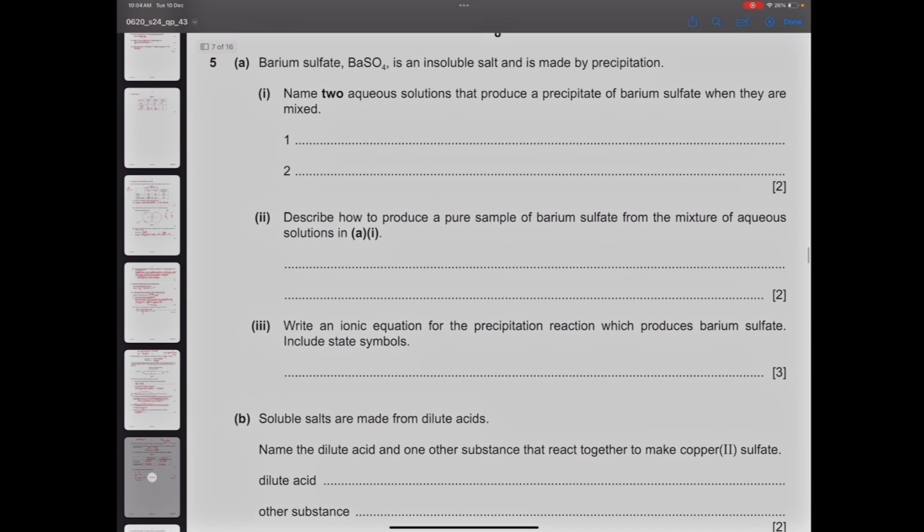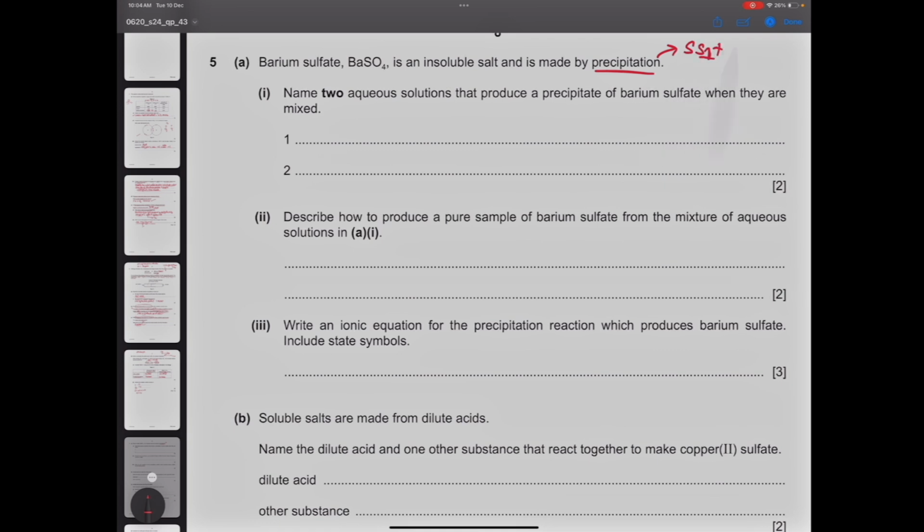Question number 5. Barium sulfate is an insoluble salt and it is made by precipitation. Now, for precipitation, you need to remember it is made by two soluble salts, soluble salt 1 and soluble salt 2. We know that salts of sodium, potassium, ammonium and nitrate salts are soluble. Now, you just need to figure out how you can obtain barium sulfate.